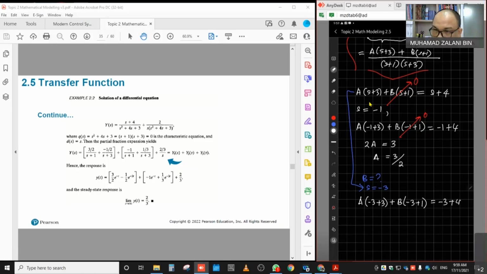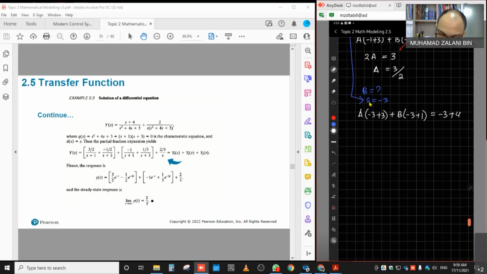So this term cancels, this term becomes 0, so that we get -2B equals 1. So B here is -1/2. Okay, so we got A and B. All right.